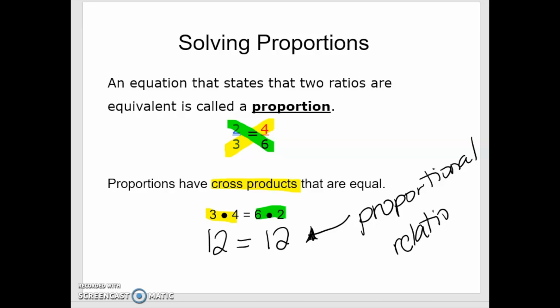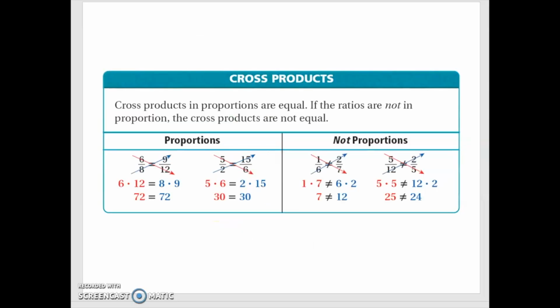Now that's going to come in really handy because we're going to be able to identify whether two ratios are in proportion or equal to each other. And then we're also going to be able to identify a missing value in a proportion. And so that's going to allow us to solve. So we've practiced writing and setting up proportions, and today we're going to add that next step of solving.